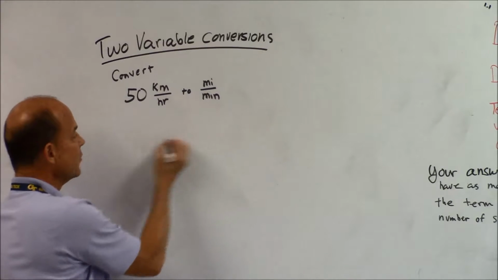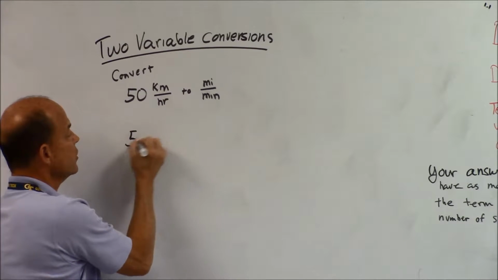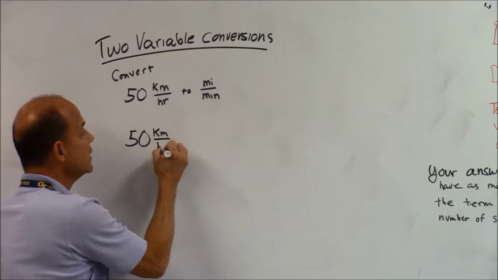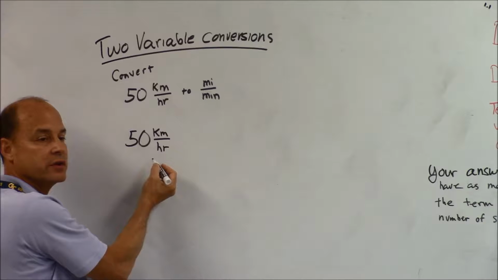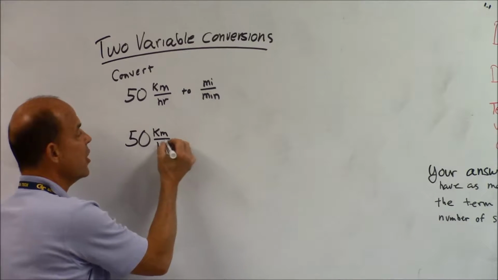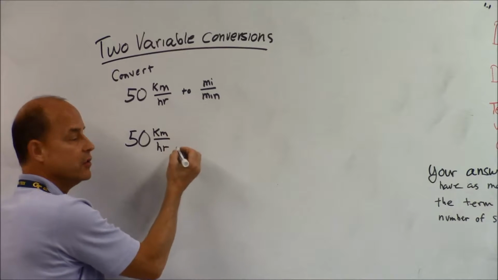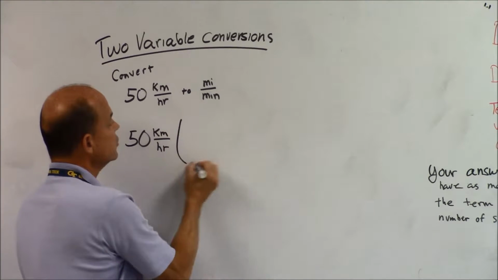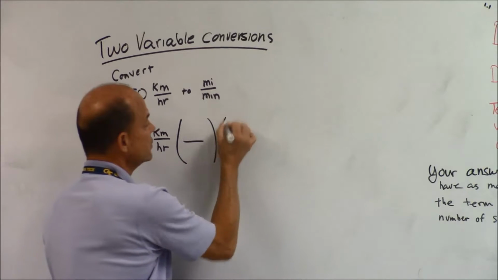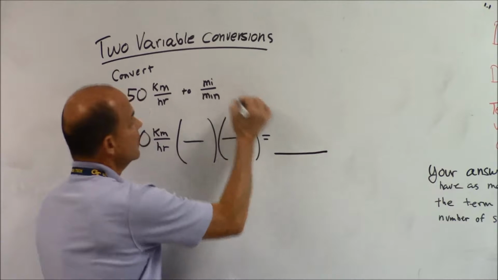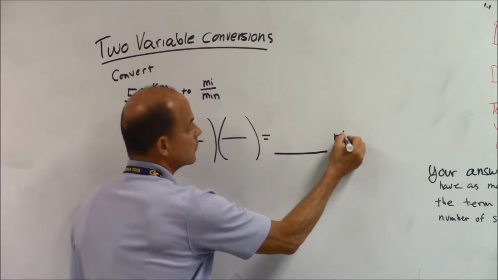So when you write out the problem, I want you to start with whatever you start with: 50 kilometers per hour. And I do think it's important that you write these units because that's part of the puzzle that you're going to be solving. And you want to make sure that you've got your units in the right upstairs, downstairs. All right. So let's assume we're going to have at least two conversion factors to get our answer in miles per minute.